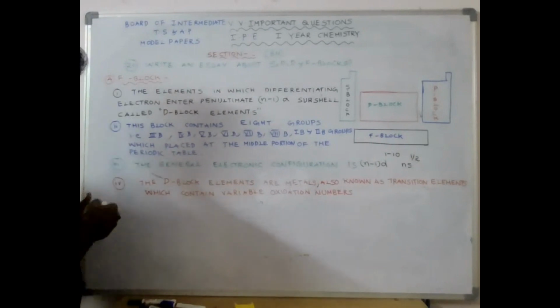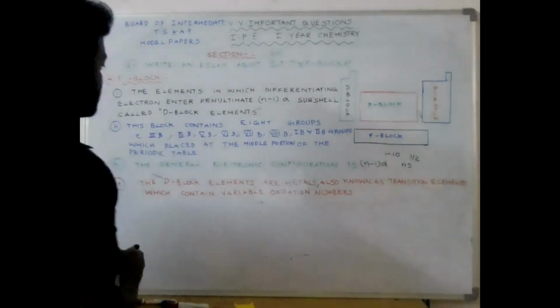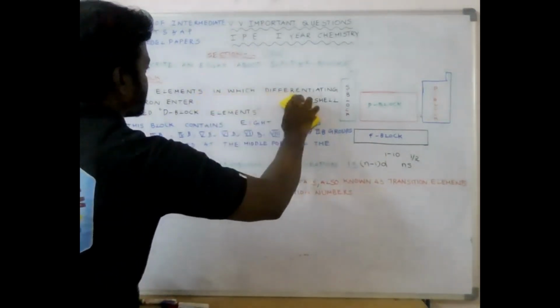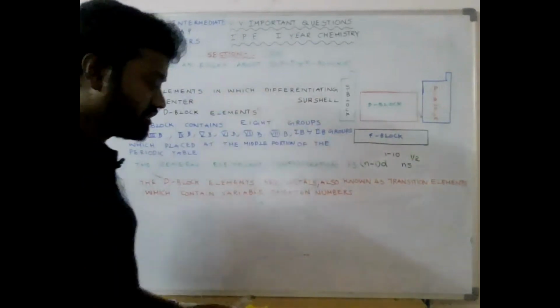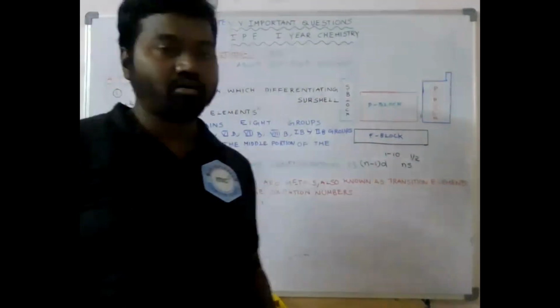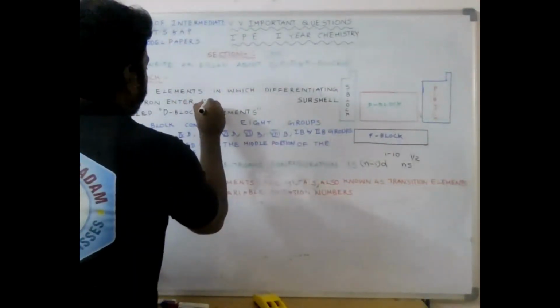So the first one is definition as it is. The elements in which the differentiating electron enters. Here again it changes. What is that? First one means ultimate, second one means penultimate, third, again before that, is called anti-penultimate. You should write that.